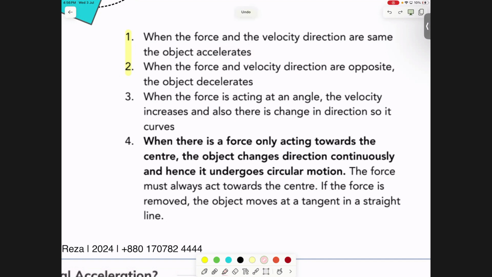Or do you force the opposite way? What does it do? Decelerate. But if your force is acting at an angle, then there will be change in velocity and also what? Change in direction. But we want a perfect circle. And in a perfect circle, velocity magnitude can't change. That's a requirement. So talking about number 4, when there's a force acting only towards the center, the object changes direction continuously and hence it undergoes circular motion.